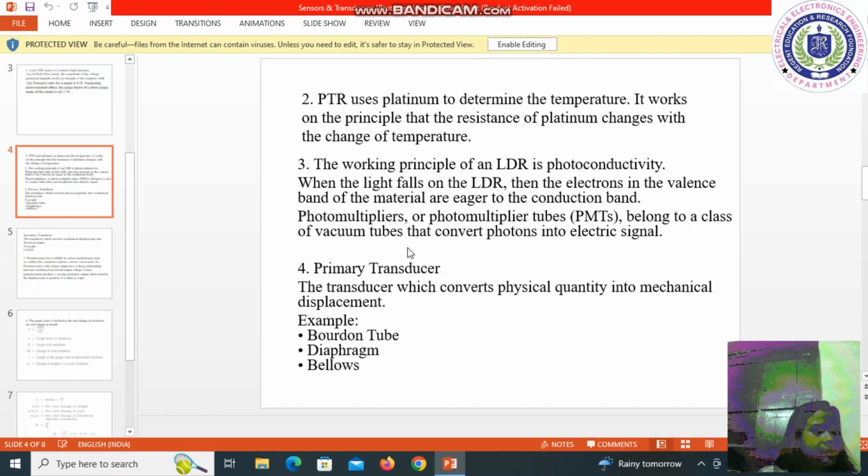At first I will discuss the primary transducer. So what is a primary transducer? Primary transducers are those which can convert a physical quantity into mechanical displacement. The force is detected by the column first, hence it is called a primary transducer, and it is a mechanical device. So the transducer which converts a physical quantity into mechanical displacement is called a primary transducer. Example: Bourdon tube, diaphragm, bellows, etc.